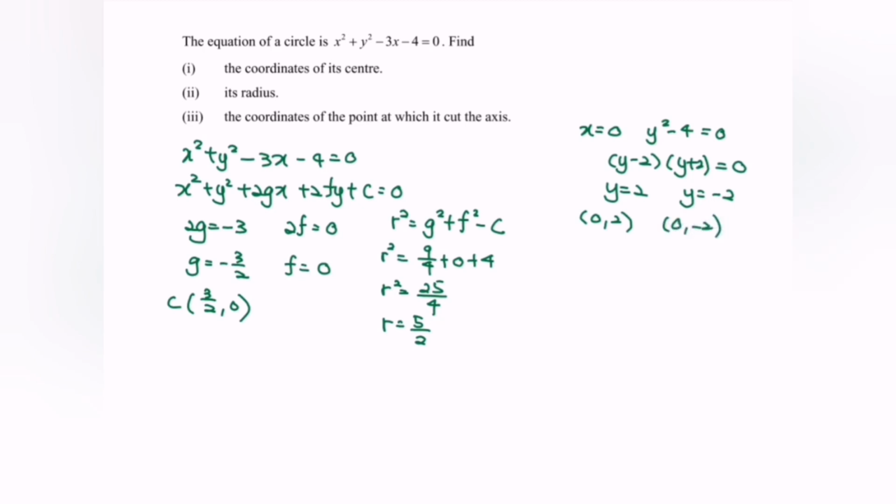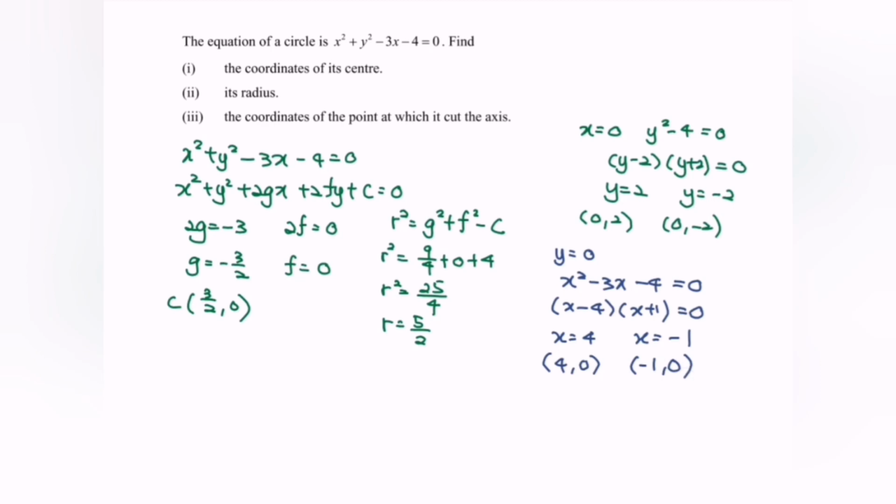Next, what we have to do is to find the x-axis intercepts, where y is equal to 0. So kindly substitute the situation, and we will have x squared minus 3x minus 4 equals 0. Kindly factorize the situation. x minus 4 multiplied by x plus 1. So x will be equal to 4, x will be equal to negative 1. So the points on the x-axis will be (4, 0) and (negative 1, 0).